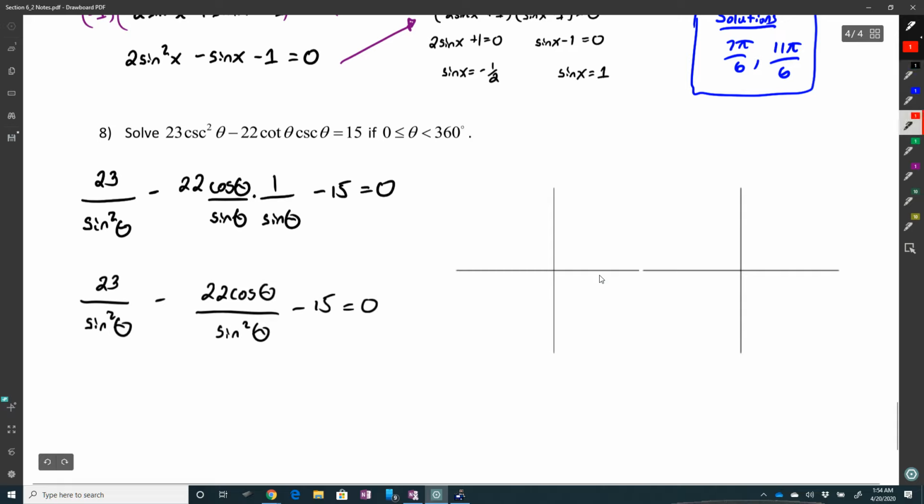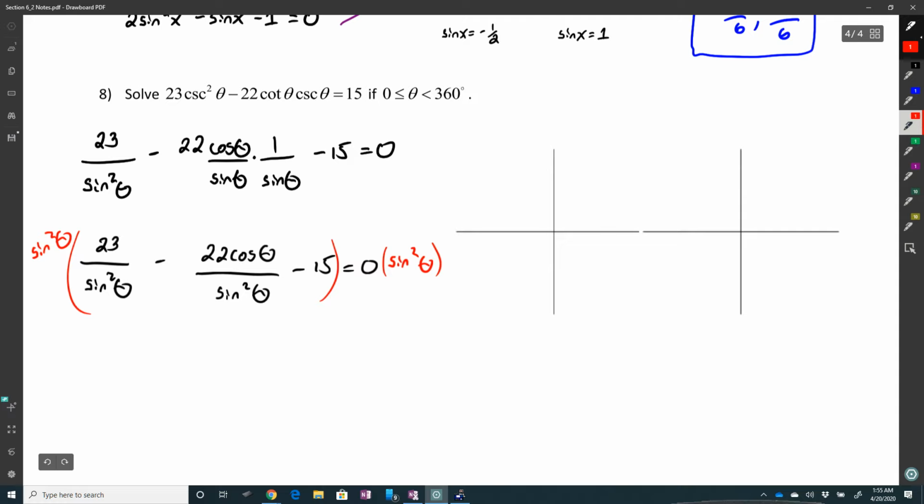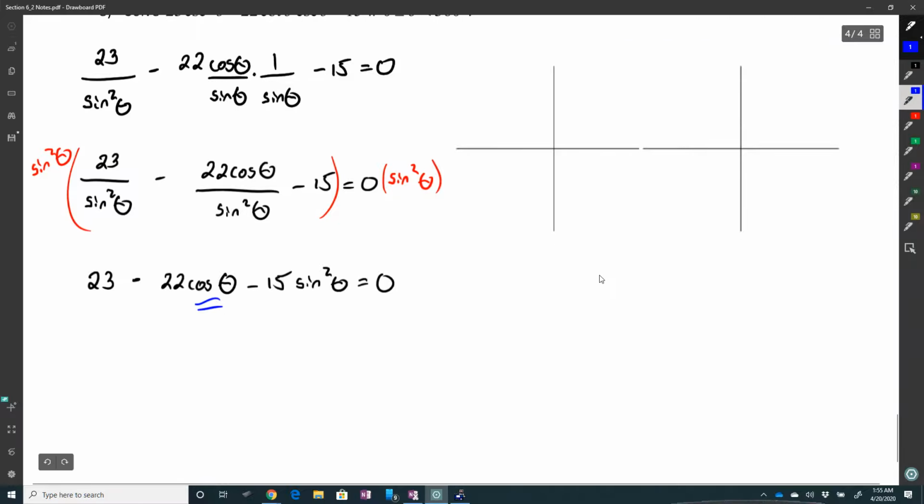So what I'm going to do is multiply both sides by sine squared. So yes, I'm changing the problem, so I'm going to have to check my answers when I'm done. Since I multiply everything by sine squared, I get 23 minus 22 cosine theta minus 15 sine squared theta equals 0. Well, cosine is the one that's by itself, so I'm going to probably have to change the sine squared theta to 1 minus cosine squared so the variables can match.